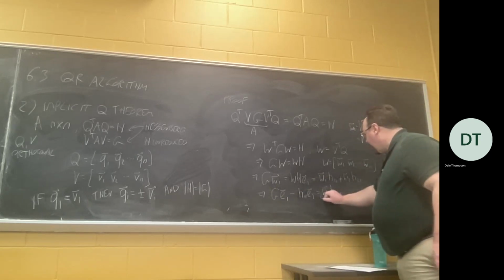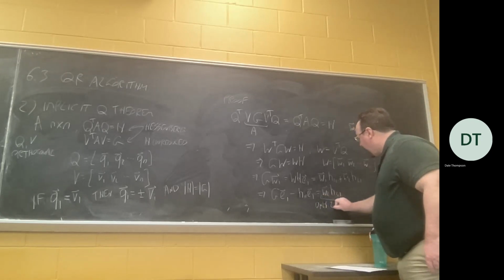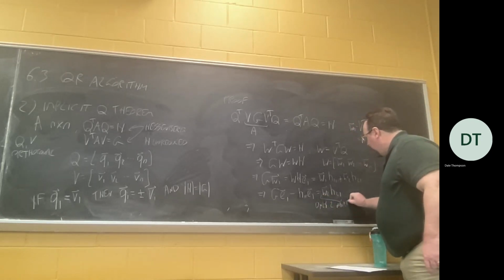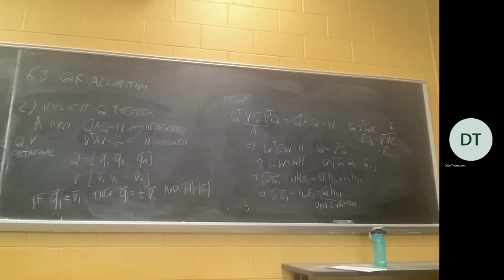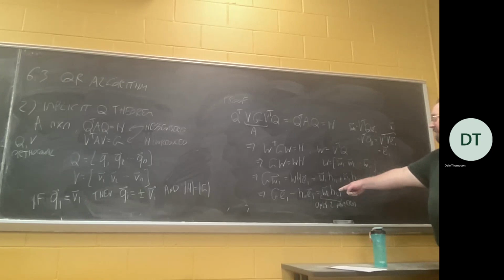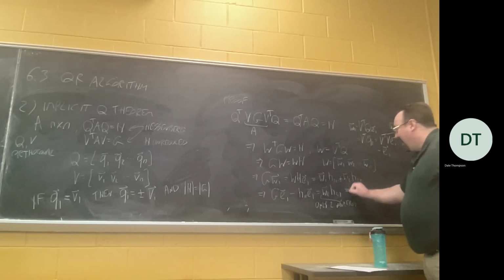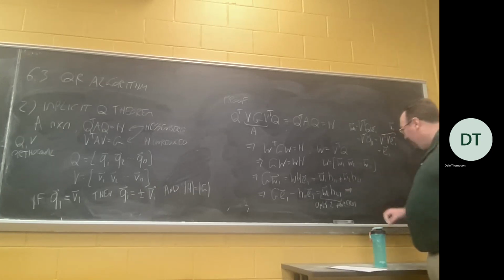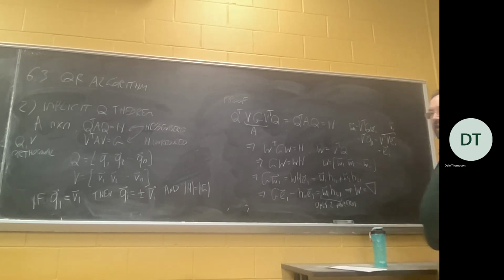So only the first two entries are non-zero in the second column of W. So first column of W has one non-zero entry. The second column of W has two non-zero entries, and so forth. So continuing this process, what you get is W is upper triangular.